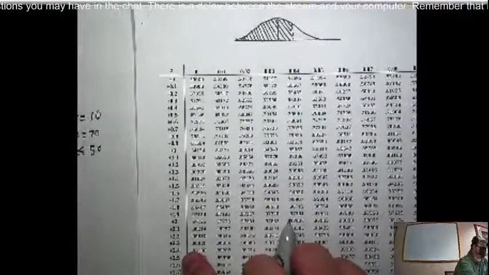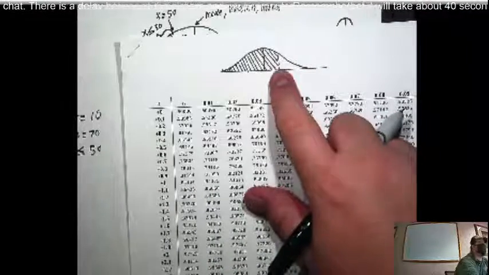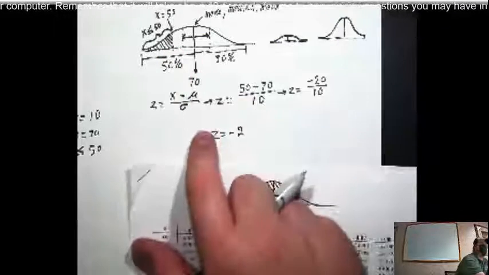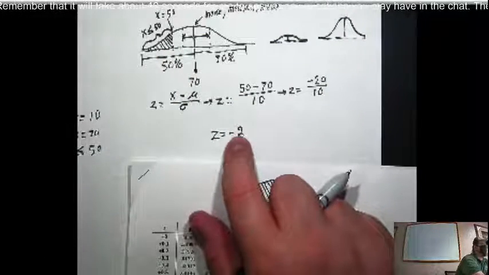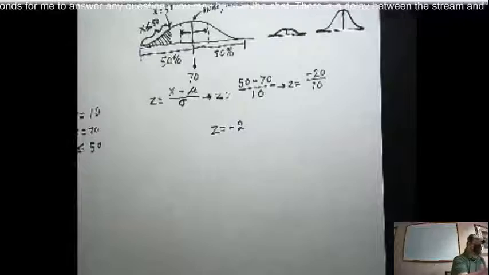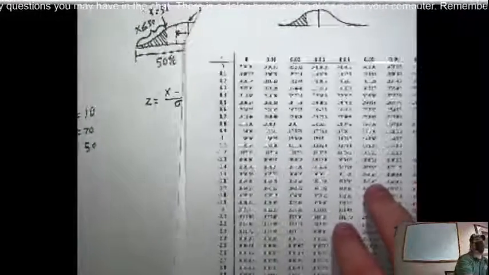Now the first page that is in this packet that I gave you is for positive z-scores. These are things that are above the mean. So if we have an x value that is above our mean, it'll give us a positive z-score. This will be the table that we want. However, our x value is below the mean, and because of that, it gave us a negative z-score. So we need to flip to the next page instead, and this is the table for all of our negative values, all of our negative z-scores.